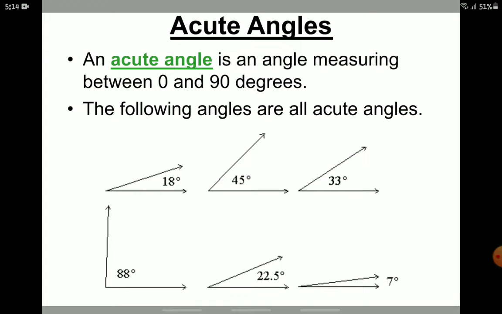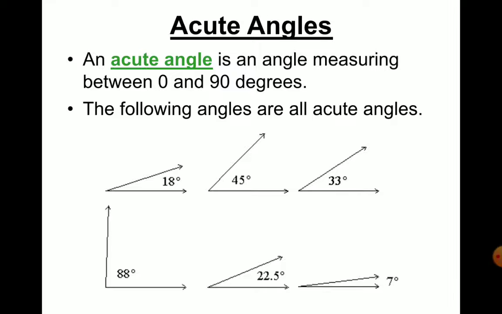Now coming to classifying angles. The first thing we're going to learn is the acute angle. An acute angle is an angle measuring between 0 and 90 degrees. It can only be in between both of these, from 0 to 90 degrees.